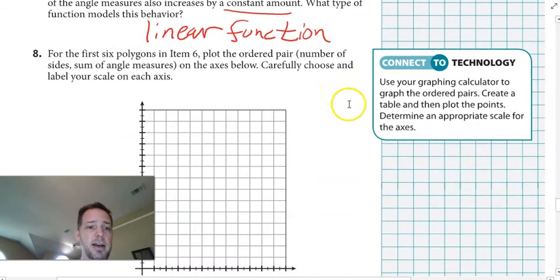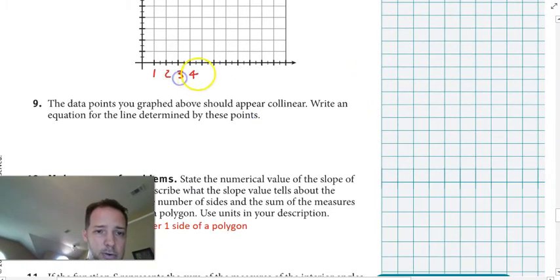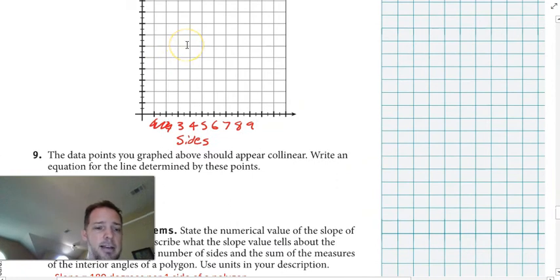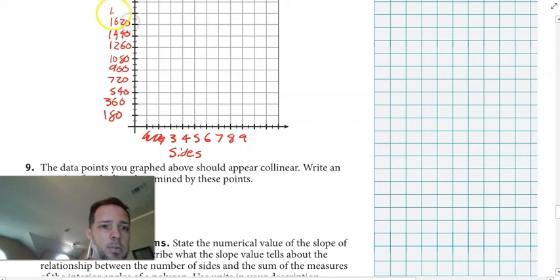And it says for the first 6 polygons in item 6, plot the ordered pair. Okay, so let's do that. These are the number of sides. So we don't even get a polygon till here. It has to have 3 sides to even be a polygon. And let's make the other axis degrees, and let's count by 180s because we obviously know that's where it's going to start. All right, and so for a 3-sided figure, it was 180.